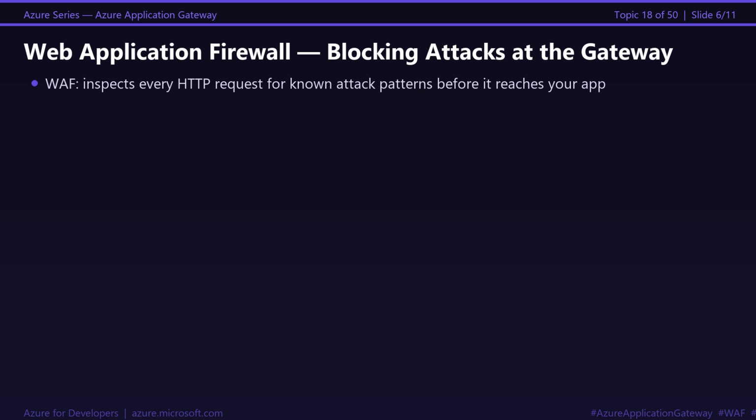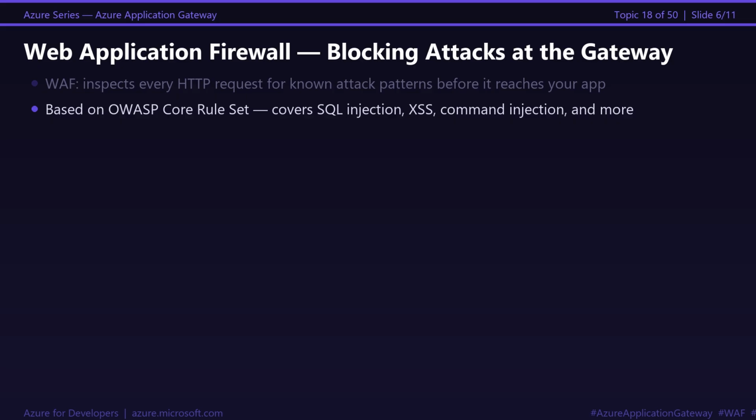Here's the smart way to deploy WAF. Start in detection mode. It logs everything that would have been blocked, but doesn't block anything. Review those logs for a week. Make sure there are no false positives matching legitimate traffic. Then switch to prevention mode.